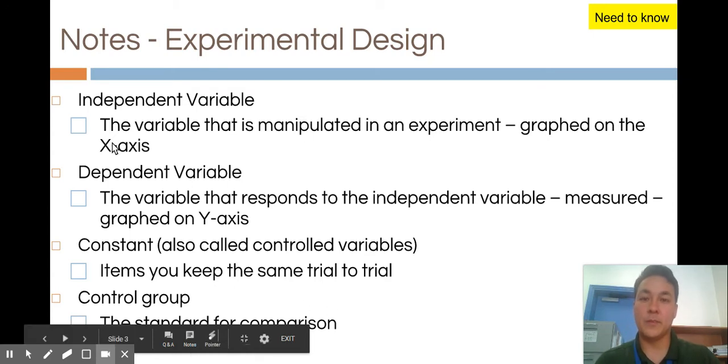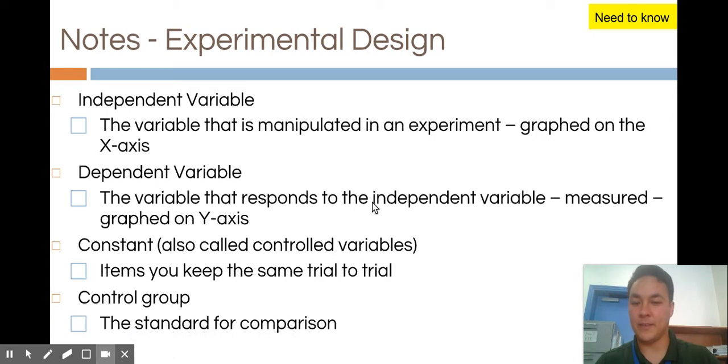The independent variable is whatever we manipulate in an experiment. It's graphed on the x-axis. Dependent variable responds to it. We measure it and we graph it on the y-axis. Constants are things we keep the same from trial to trial. They're also called the control variables. And a control group is a standard for comparison. So these are definitions. These don't really help us unless we can put them into context of a problem.